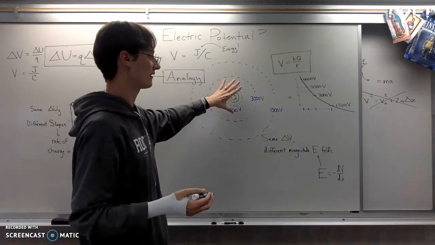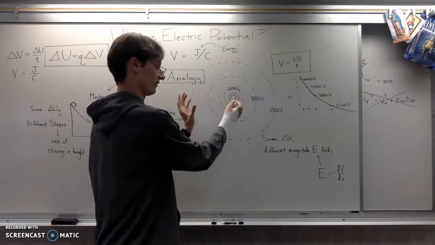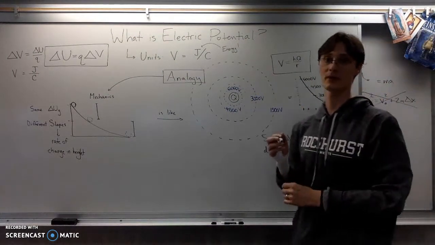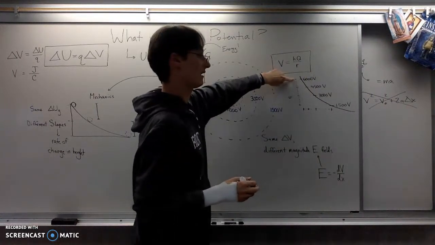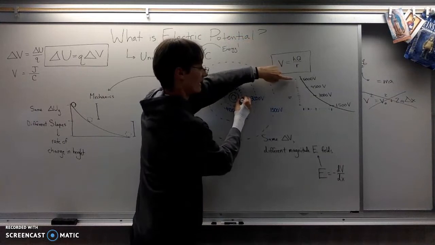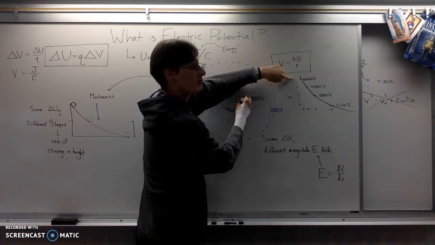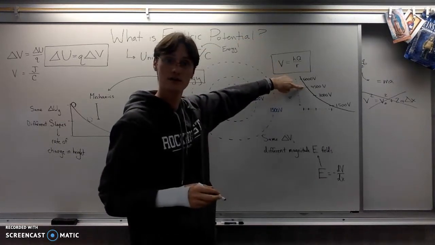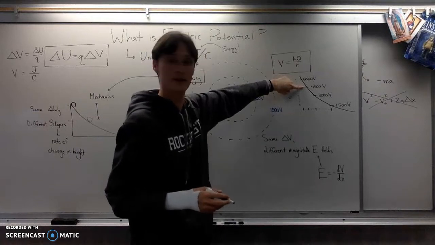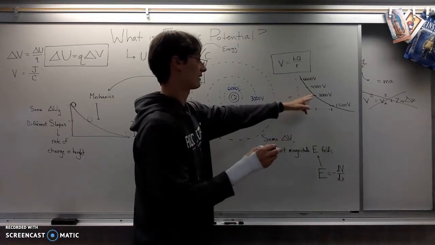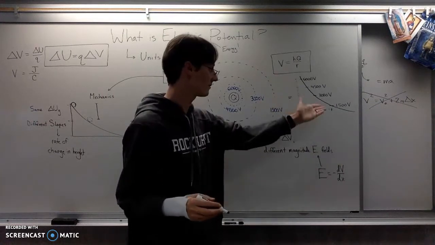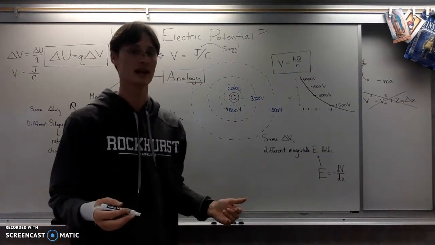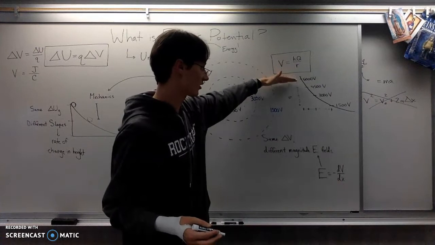Now if I represent this more like a topographical or elevation map, at this elevation, which corresponds to this spot right here, we've got 6,000 volts. At a greater distance away, we are at a lower elevation, so to speak, of 4,500 volts. Further away, we're now down to 3,000 volts, and we keep on going. The further away you get from this, the lower the potential is getting. By analogy, it's like a change in height.